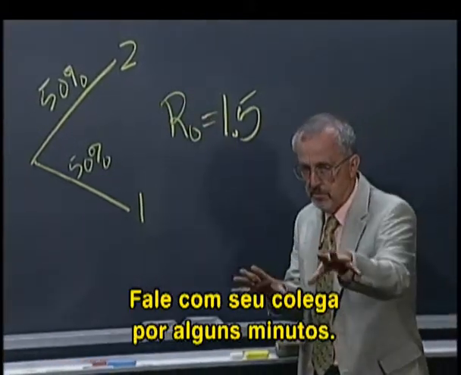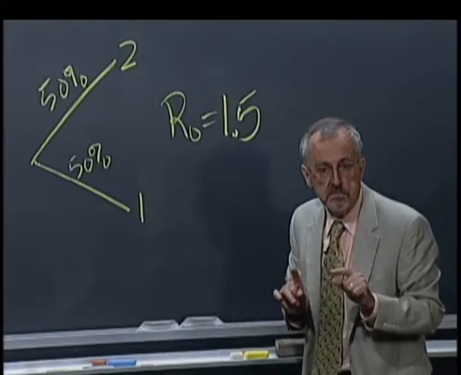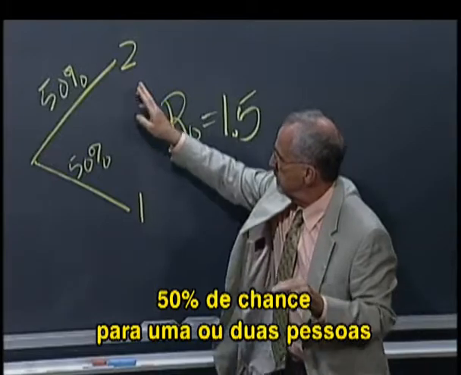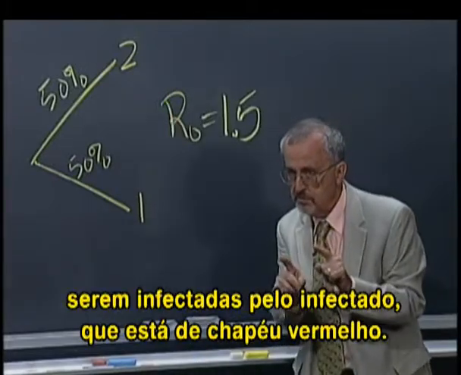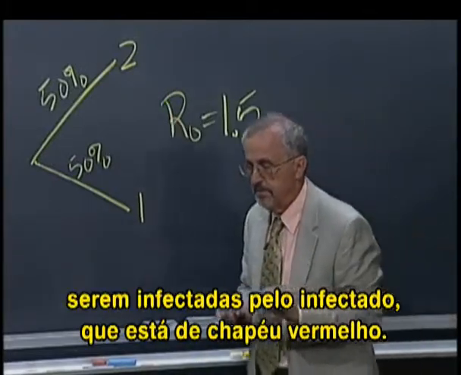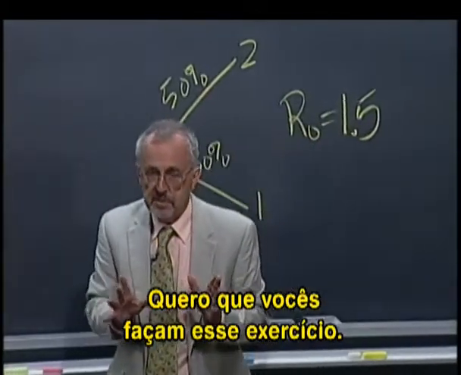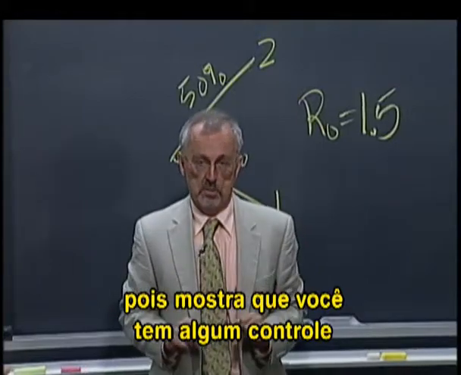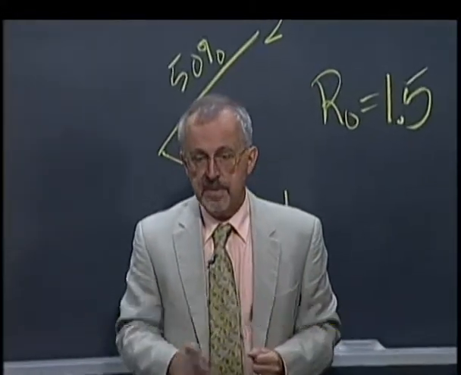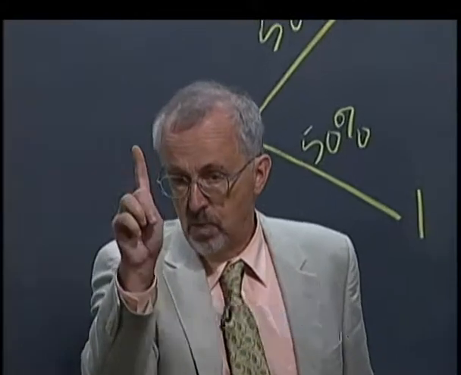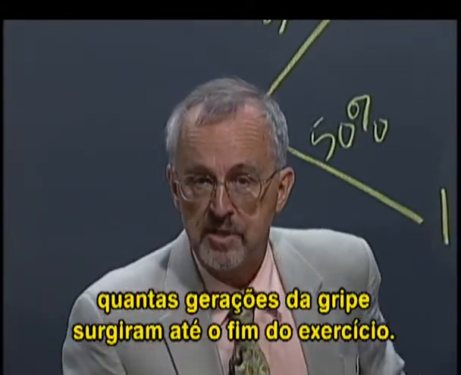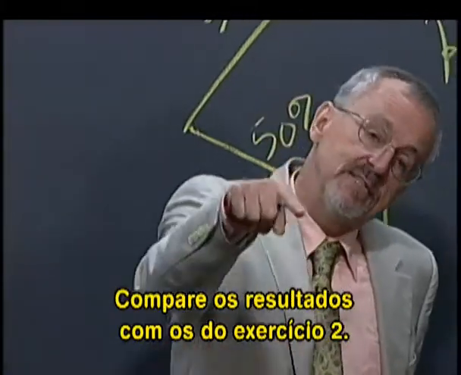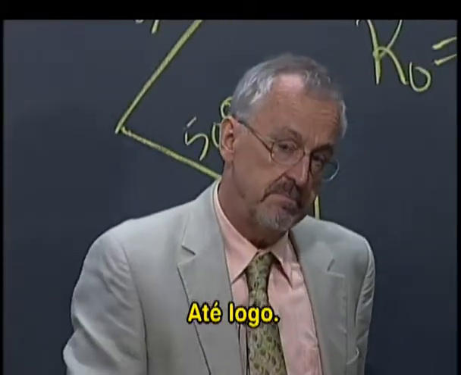Why don't you talk to your neighbor for a few minutes? Not a few minutes, a few seconds. Okay? You remember how to do this. If you have a 50-50 chance, either 2 or 1 for a newly infected person who's now wearing the red hat. Okay, so I want you to do this exercise. This is the last one. This is the most important because it shows that you have some control over the prevalence of the flu. And at the end, I want you to count 2 things. 1, the number of generations of the flu in your class until you were done. And 2, the number in your class who got infected, and compare that to exercise 2. See you soon.